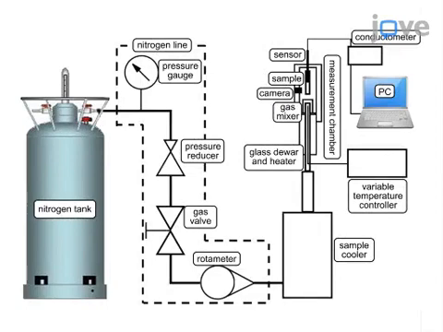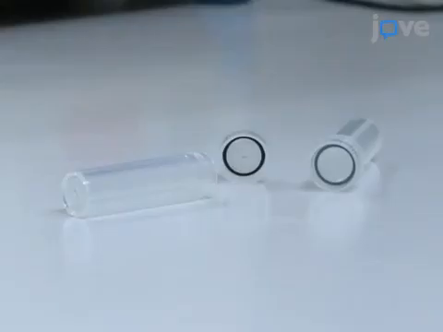A liquid nitrogen tank provides gaseous nitrogen for a heating and cooling medium. The nitrogen passes through a sample cooler and its temperature is regulated by a variable temperature controller. In the experimental chamber, the conductometer measures the conductivity and the temperature in the middle of the sample. A computer records the conductivity, temperature, and time for each measurement. At this point, prepare the experiment sample.